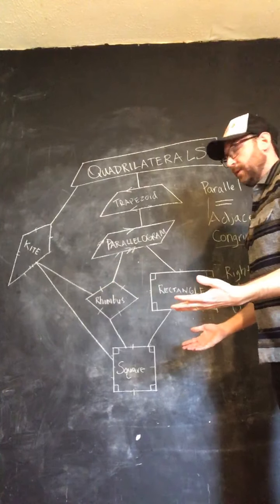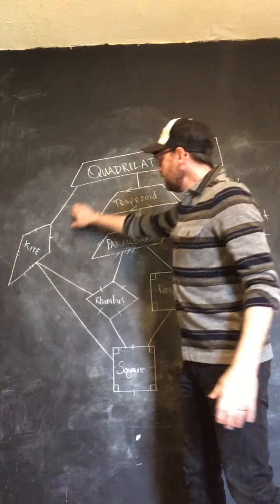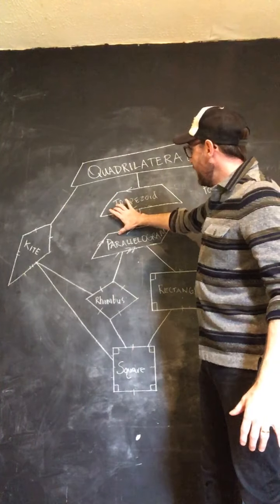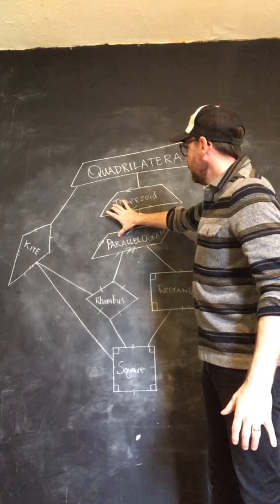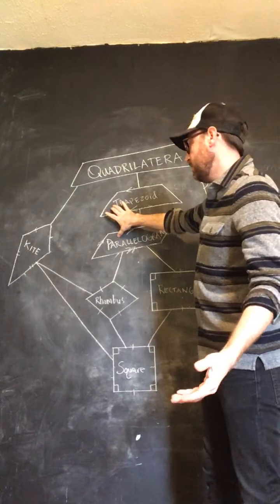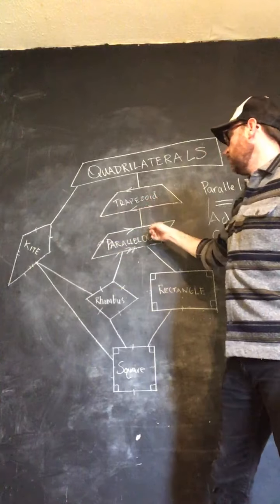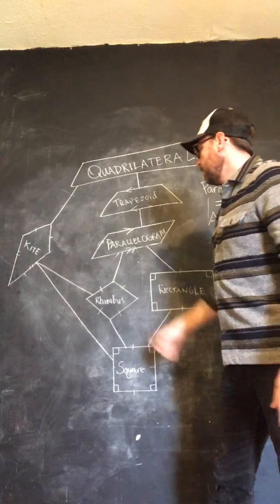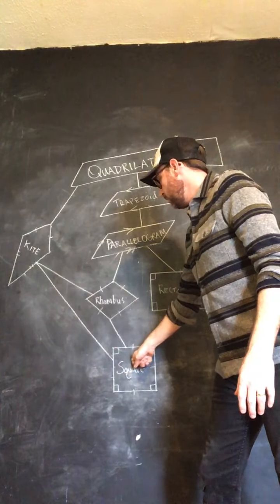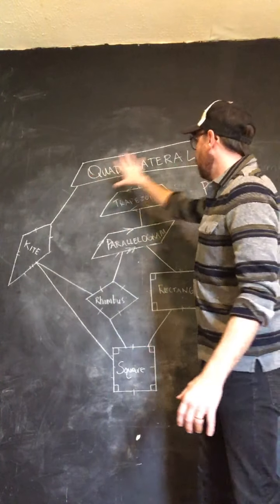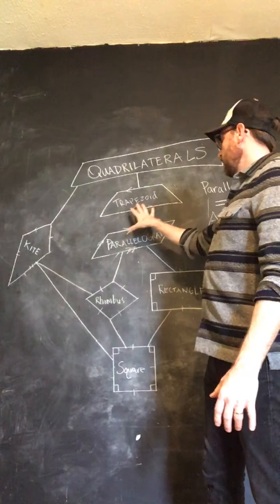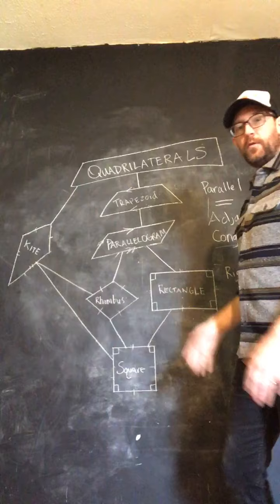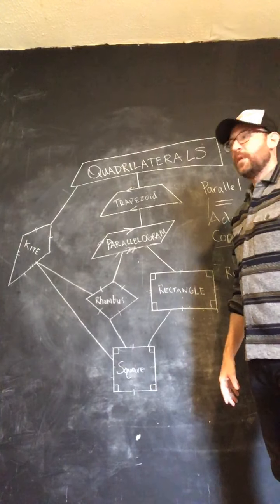So I hope that clears it up a little bit. But the kite's over here by itself, like I said, because it doesn't have any sets of parallel lines, or it doesn't have to have any sets of parallel lines. So it's not a trapezoid or a parallelogram. It can be a rhombus, it can be a square. Square is all of these. And this is how our little family of four-sided shapes works.